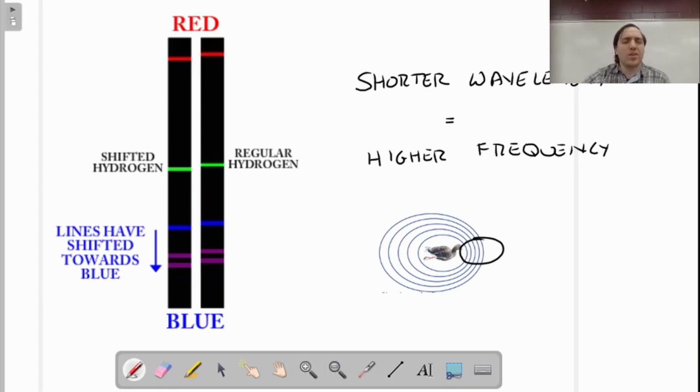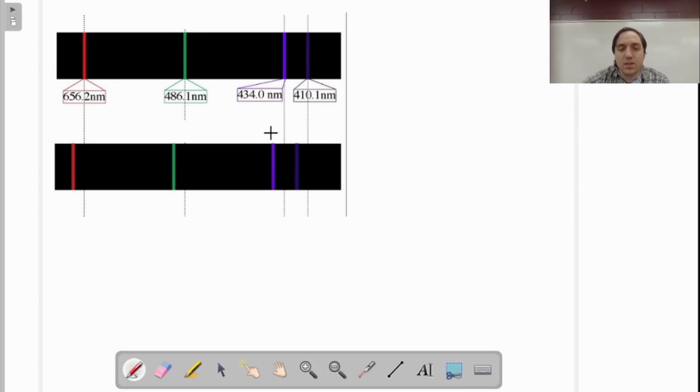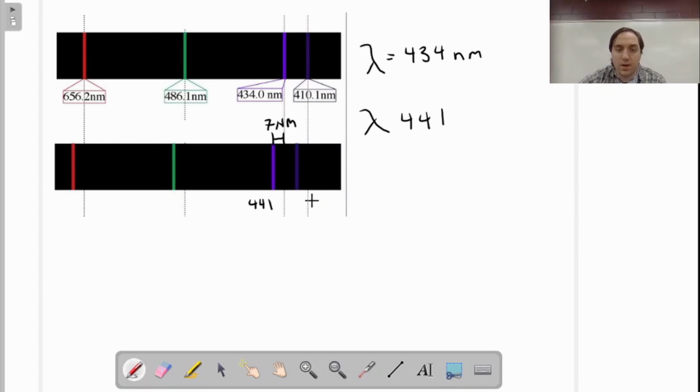But just how fast does something have to be moving in order to be redshifted? Well, let's go back to this drawing for a second. We said the differences here were relatively small, about 7 nanometers, which means if this is 434, this is 441, which means that the wavelength it was emitted at was 434 nanometers, and the wavelength it was received at was 441. If we're talking about this one, 410.1 would become 417.1.